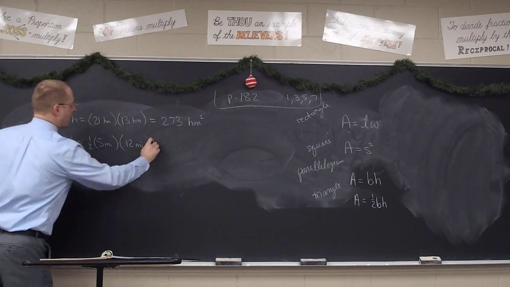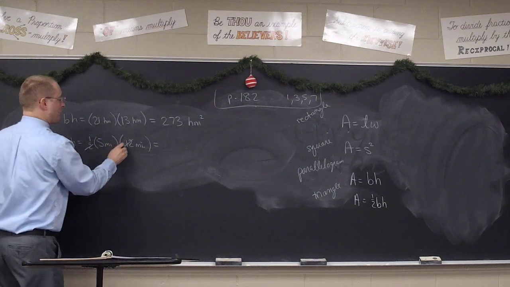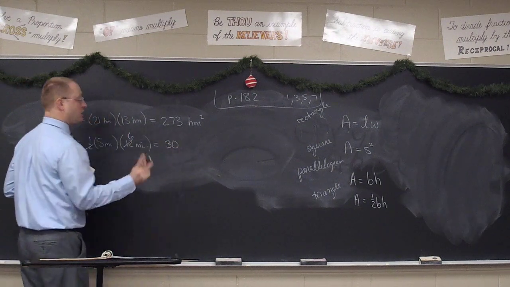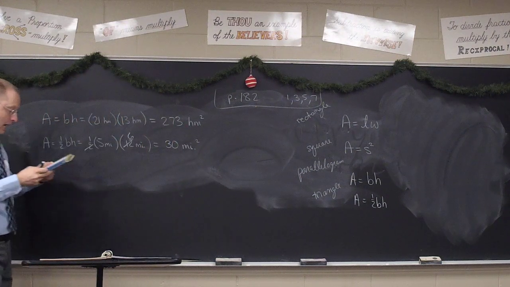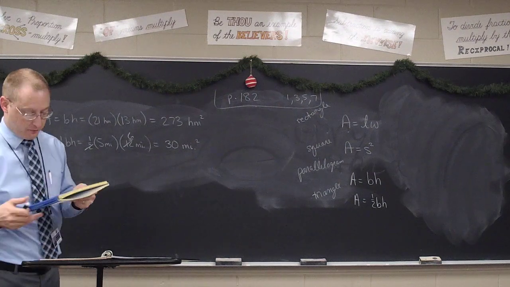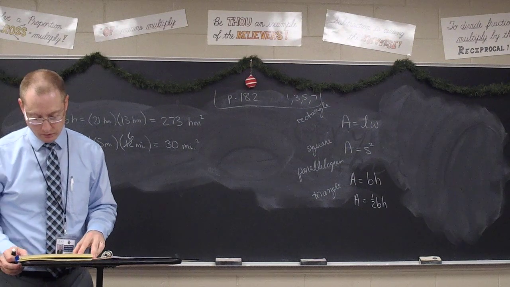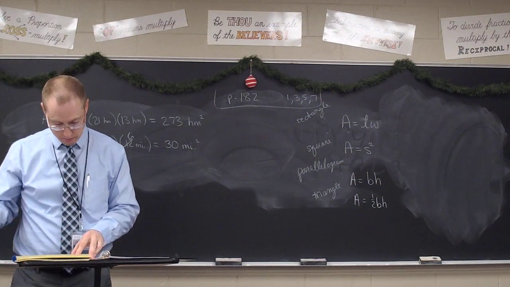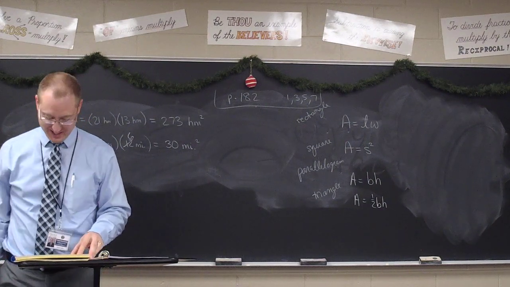Now, strategy tip. I can easily cut which number in half, class? The 12. Take half of 12 to get 6. And now it's just 5 times 6, class? 30. And of course, we'll leave our answer as miles squared. There we go. Looking at number 5. Parallelogram, A equals BH. What do we get for our answer, Ben? Which one? Number 5. Okay. 400 meters squared. 400 meters squared is correct.